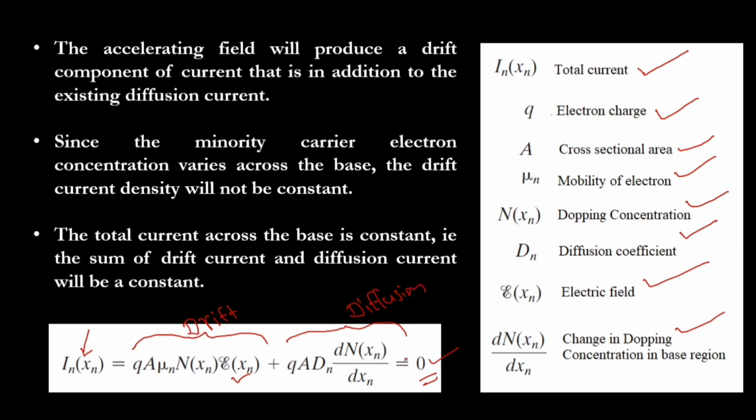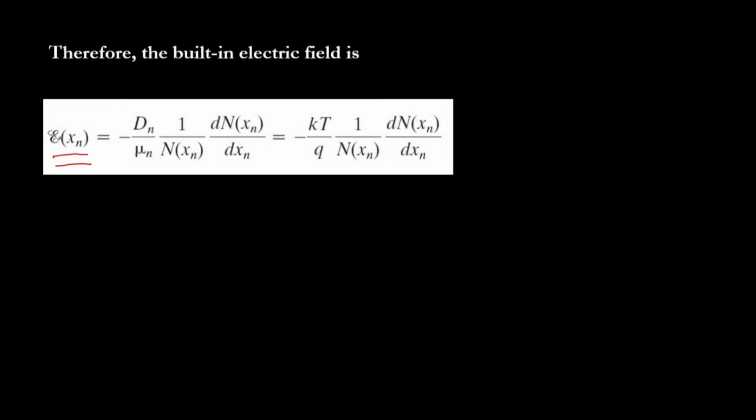Then I can find the expression for epsilon. So q and q will cancel each other, A and A will cancel each other. If I do the rearrangement, I get epsilon(x) is equal to minus Dn by mu_n times 1 by n(x) into d/dx of n(x). If I simplify, this is actually concentration, so we need to change it to familiar expressions.